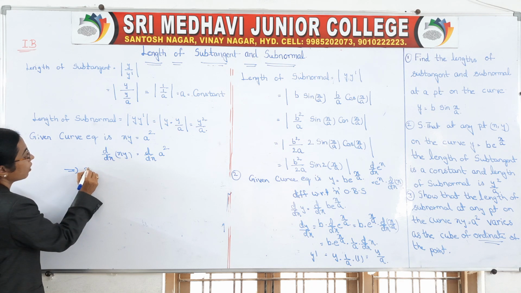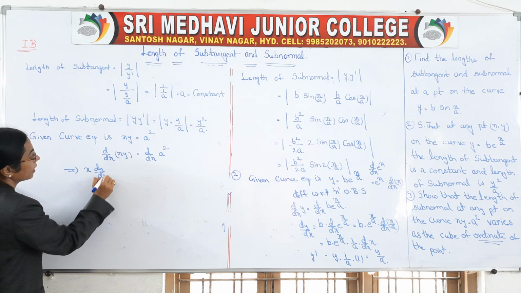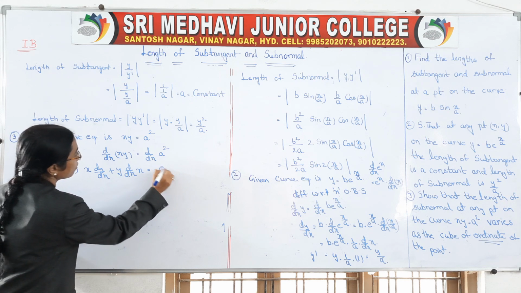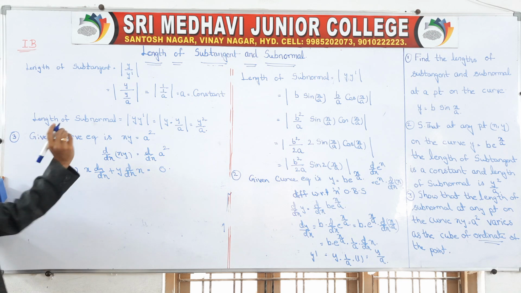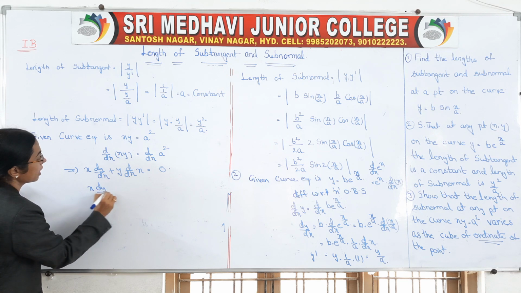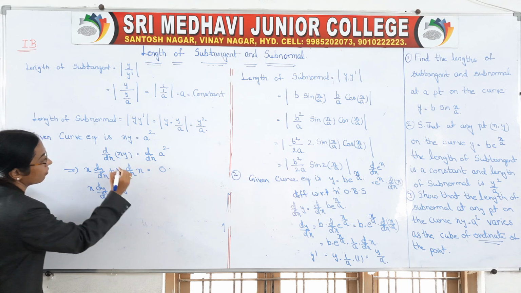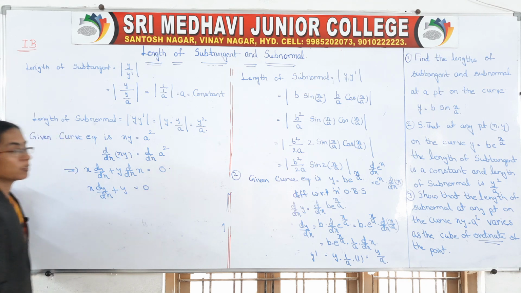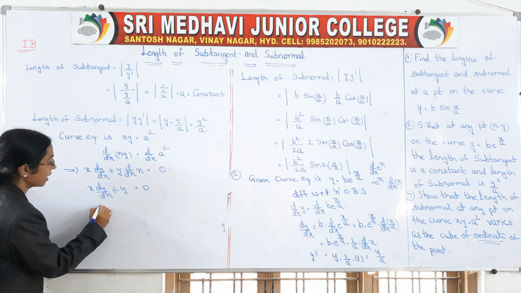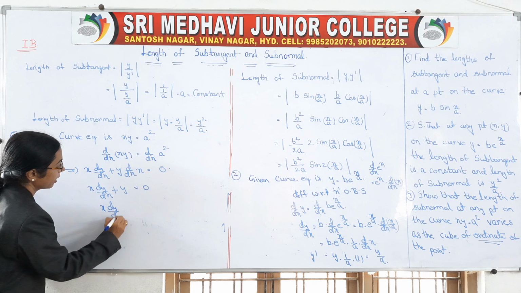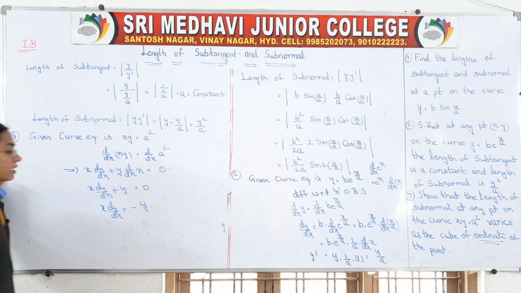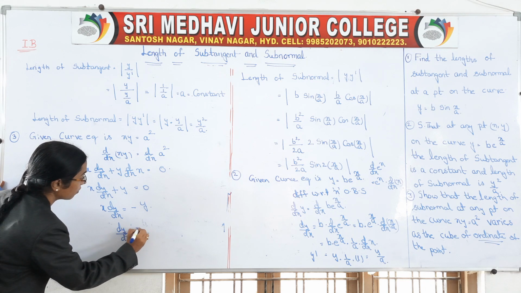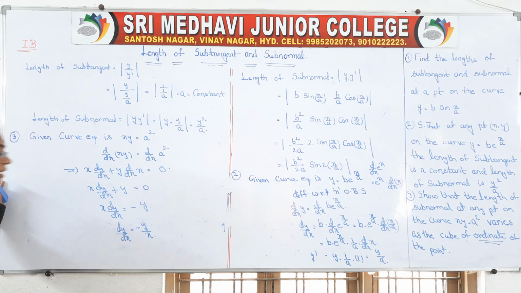In u into v form, x into dy by dx plus y into d by dx of x is equal to 0. Okay, so it is x into dy by dx plus y into d by dx of x, which is 1, right? So it is equal to 0. Then we want dy by dx. So x dy by dx is equal to minus y. Then dy by dx is equal to minus y by x.